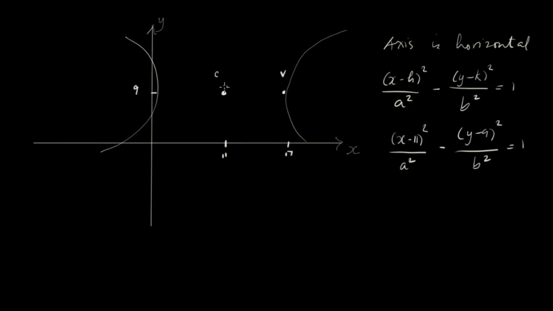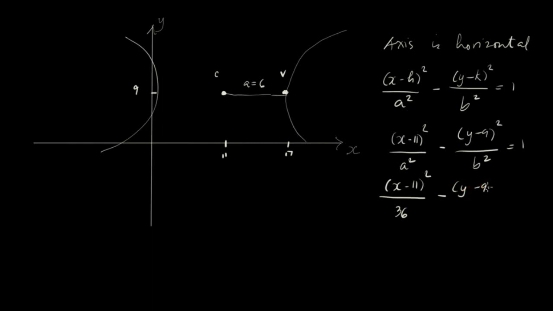A is the distance between the center and one of the vertices. So, 11, 17, how far is 11 from 17? That is basically 6 units. So, therefore, this length over here, which is 6 units, is a. So a equals 6. So, we have (x minus 11) squared over 6, your a is 6, so 6 squared is 36.